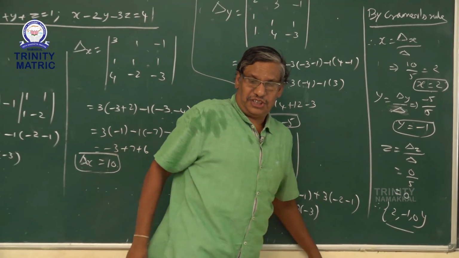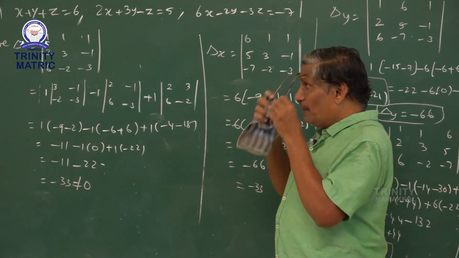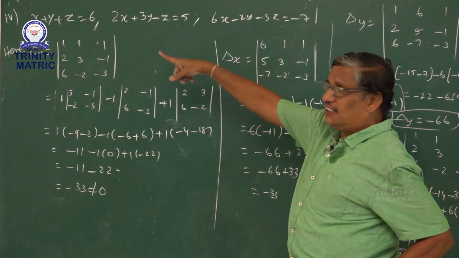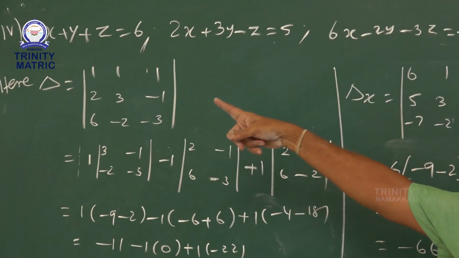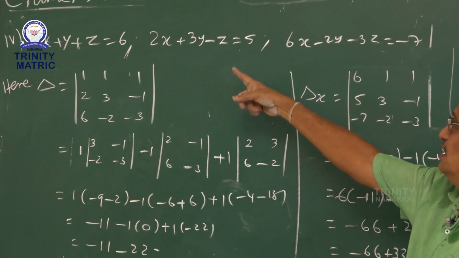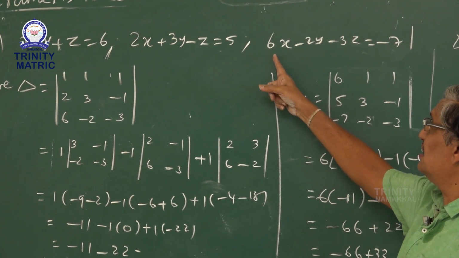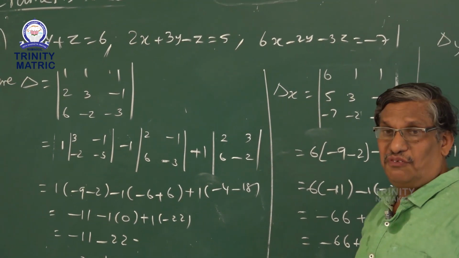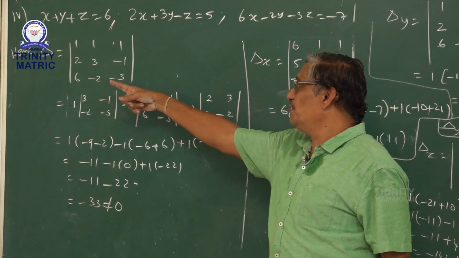I will do one more sum for you. Fourth sum in the first term letter. The same as what we did in the third sum. That is 3 unknowns, x, y, z. The 3 equations are given, non-homogeneous equations. What are they? X plus y plus z is equal to 6. Next one is 2x plus 3y minus z is equal to 5. Next one is 6x minus 2y minus 3z is equal to minus 7. We have to find the determinant del. How will you find the determinant value?